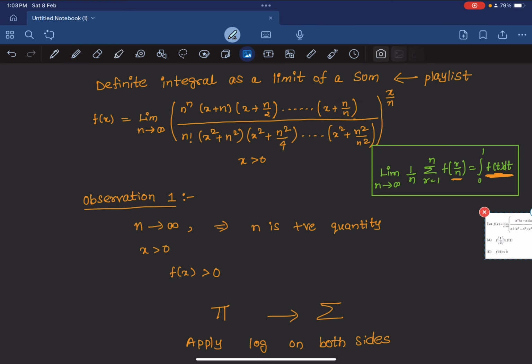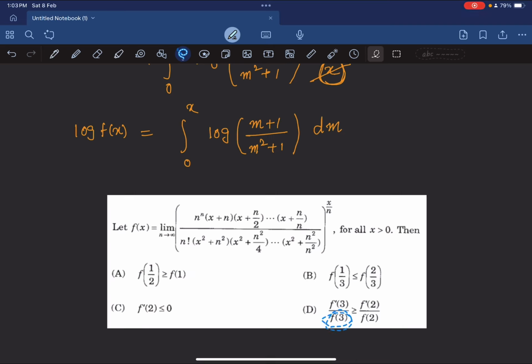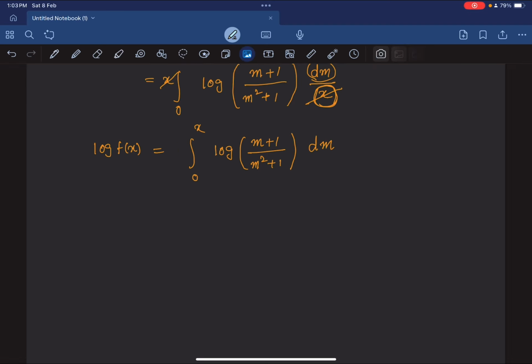So this is the question that you have. If you observe, in this option you have f dash of 3 upon f of 3. So it looks something like f dash of x upon f of x. Even this looks similar, f dash of x upon f of x. Okay, so let's do one thing.